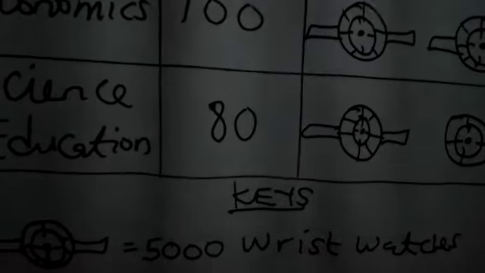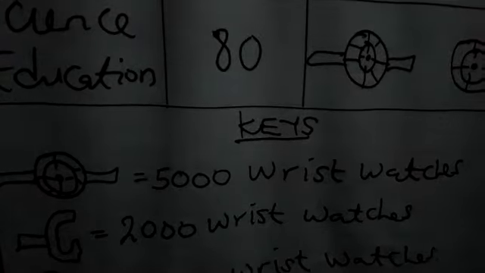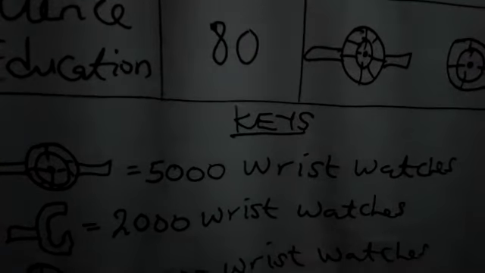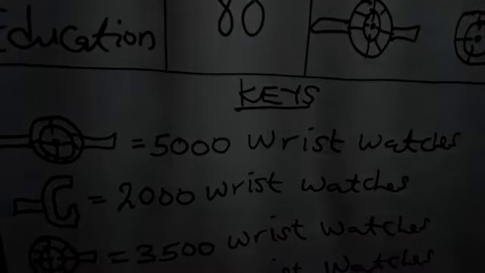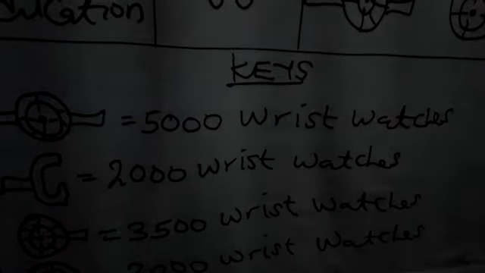If you see the keys here, I said one wristwatch stands for 5,000 wristwatches. The other small one, you can see the picture, 2,000 wristwatches. The next one for 3,500 wristwatches, while the last one stands for 3,000 wristwatches.